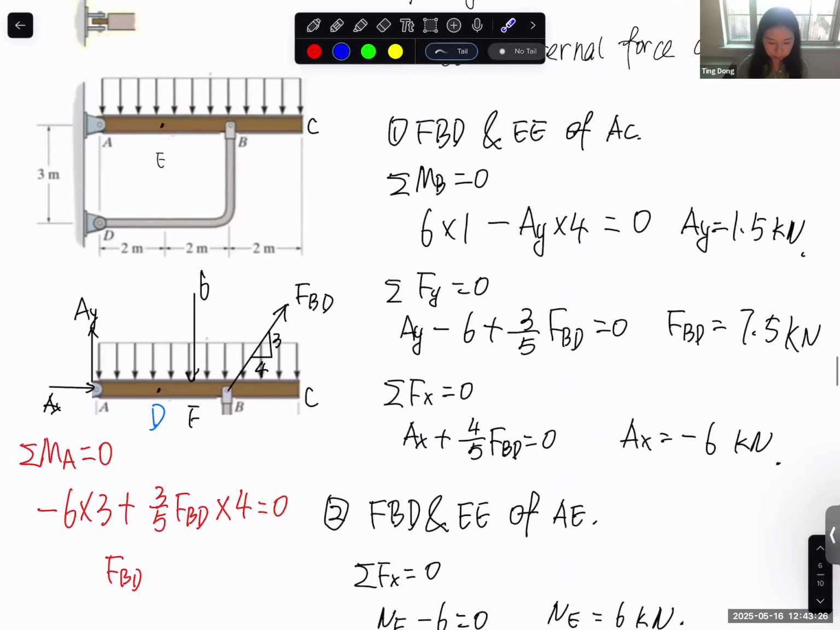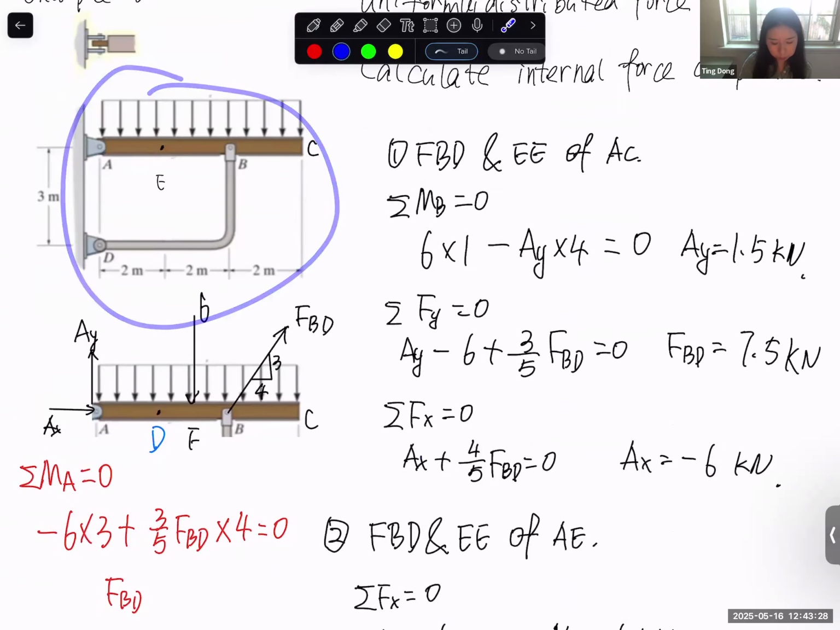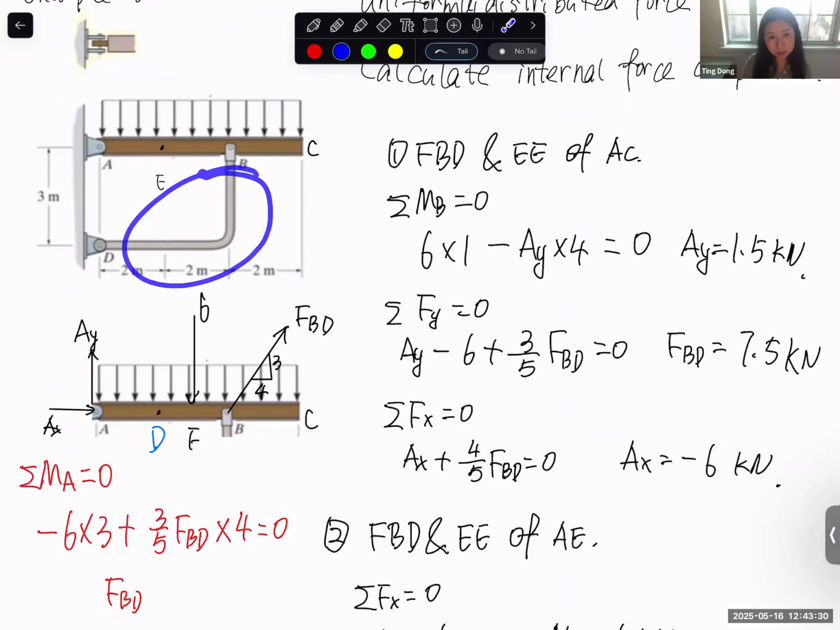I emphasize here because for this problem, if you didn't realize that this is a two-force member, and somehow for the reaction force you put AX, AY, and for the reaction force DX, DY, there's no way you can solve the problem, because now you have four unknowns and you only have three equations: force in X, force in Y, and moment equilibrium equation. Four unknowns, there's no way you can solve the problem.